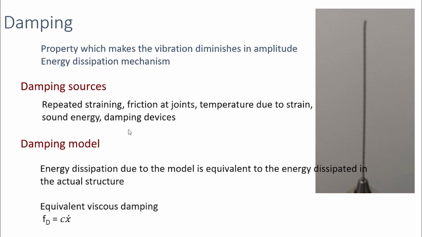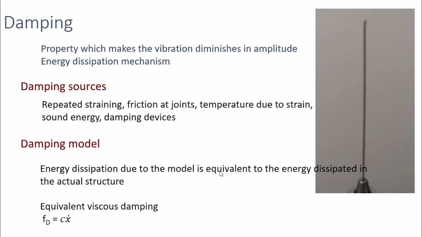So, while modeling damping, it is very complex to model each of these mechanisms exactly in detail. So, what we do is we consider an equivalent damping. So, in that, the energy dissipation due to the model is equivalent to the energy dissipated in the actual structure. That is, the energy dissipation in the model is equivalent to the sum of the energy dissipations due to all these different sources. So, most of the time, we use a very simple model called viscous damping.